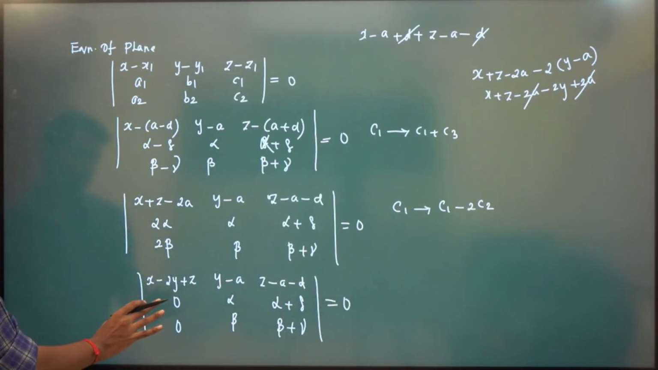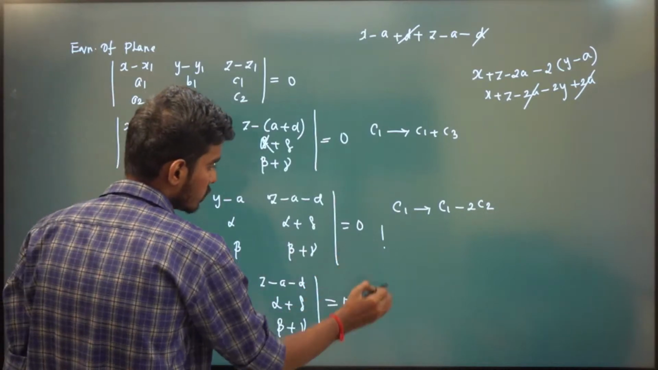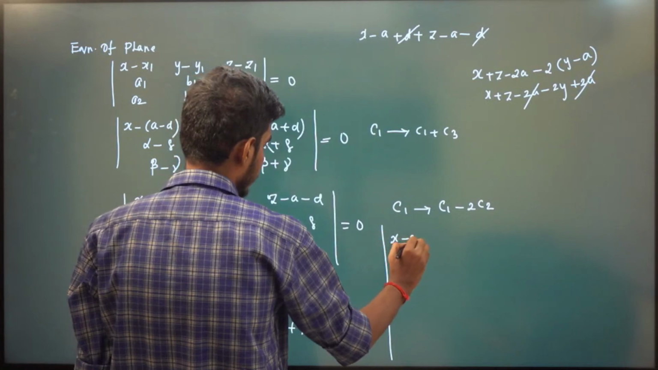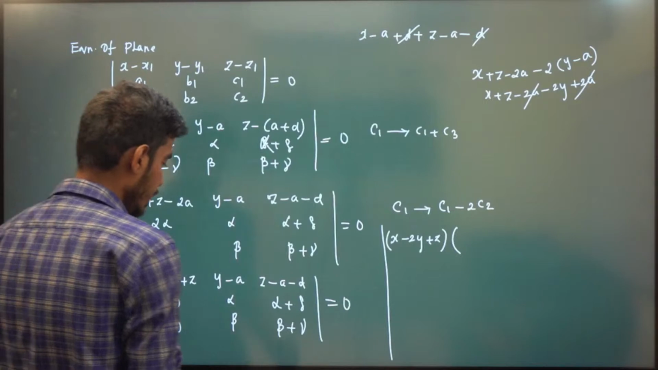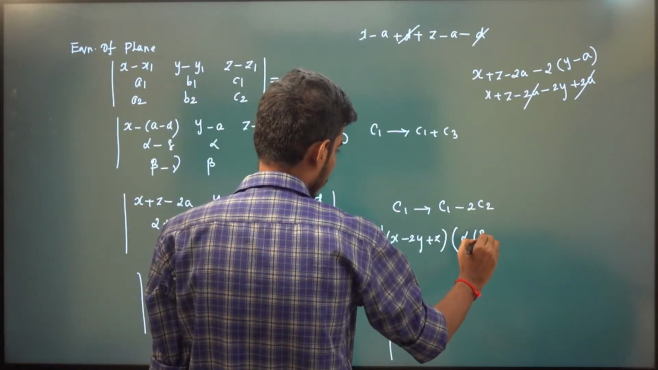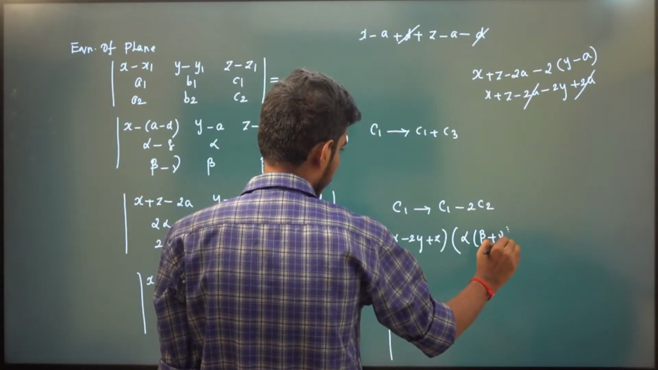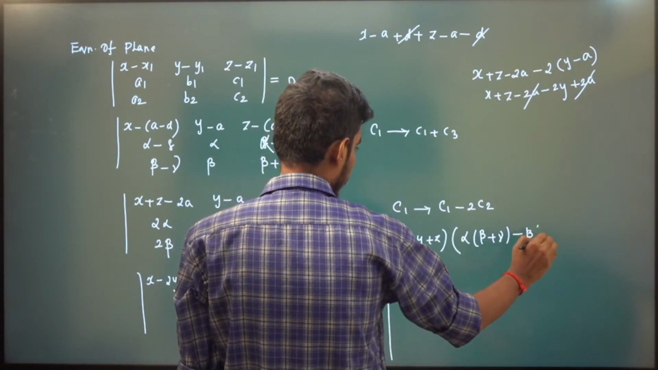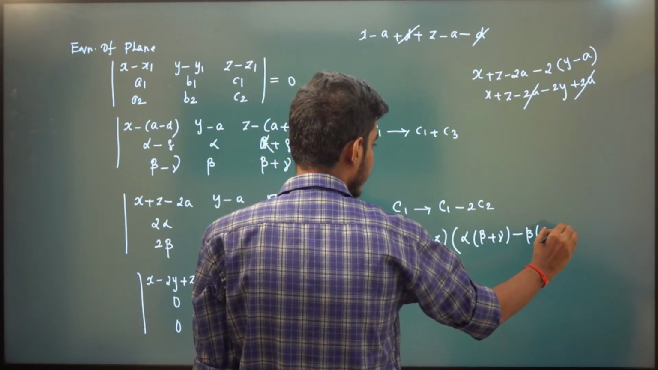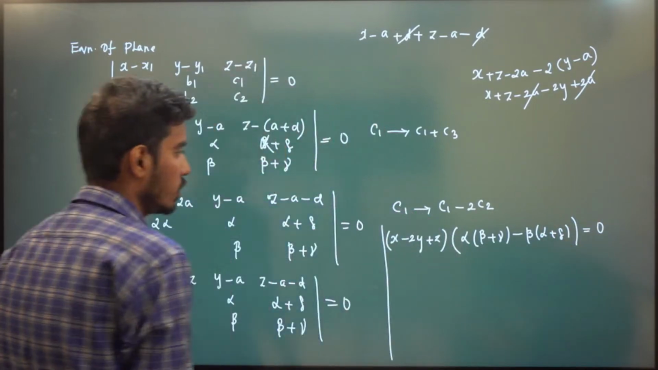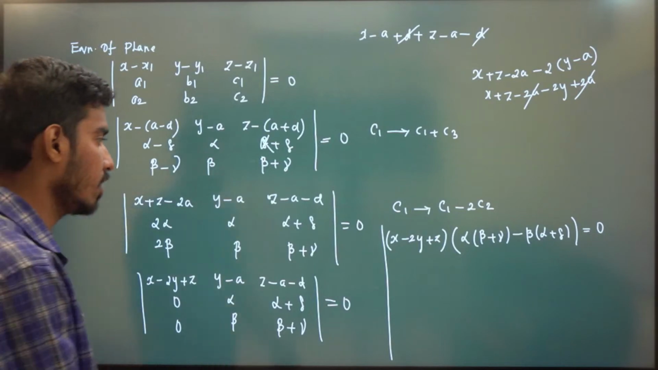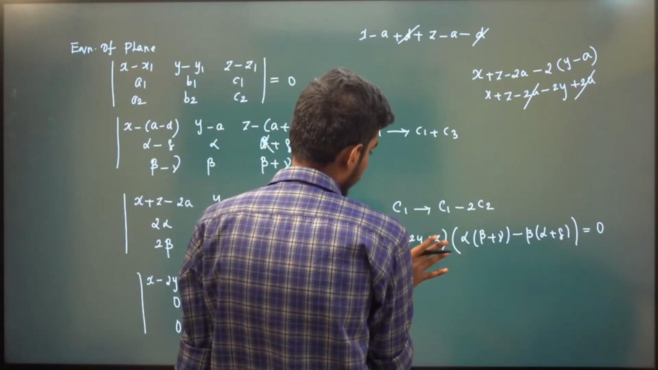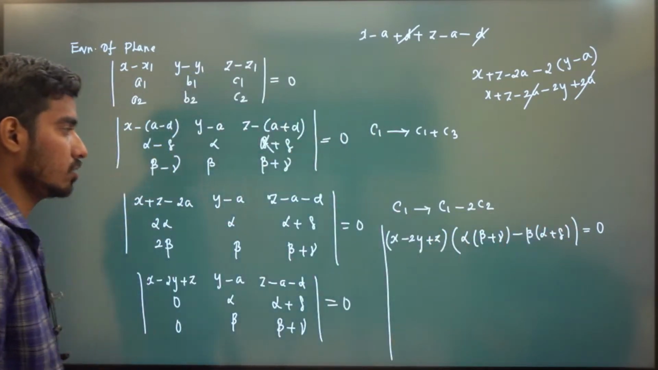Now expand this, you will have only this term into this minus this, right? So if you expand this, you will have x minus 2y plus z into alpha into beta plus gamma minus beta into alpha plus delta is equal to 0, right? Alpha into beta plus delta is equal to 0. See, that's it. This number into this number gives you 0, right?